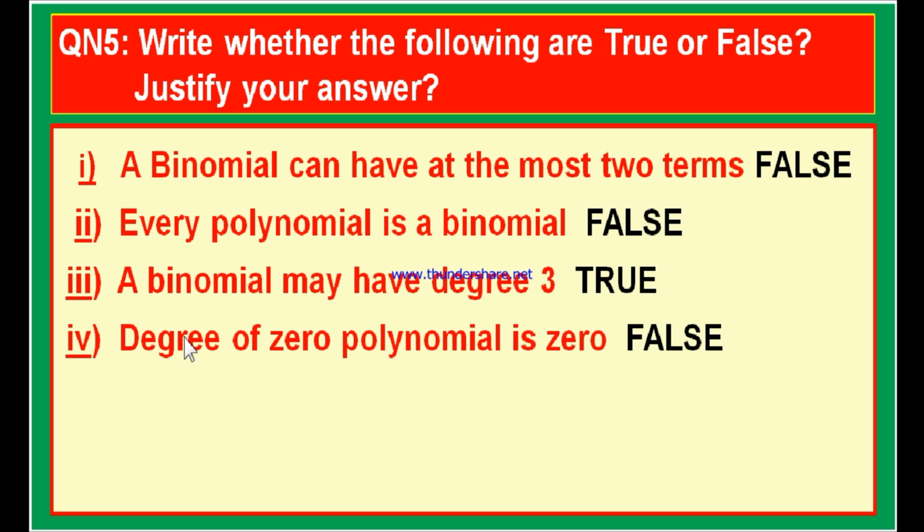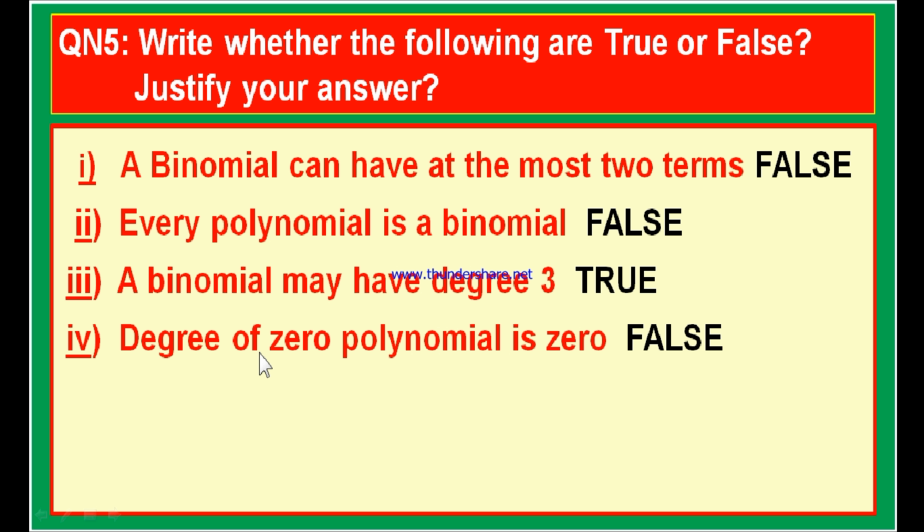Fourth bit, degree of 0 polynomial is 0. You see, the 0 polynomial means any polynomial in which all the coefficients equal 0. It is nothing but just 0 only. But degree of the 0 polynomial is 0, which is false, which is absurd. You cannot find the degree of a 0 polynomial. The degree of a 0 polynomial is not defined.